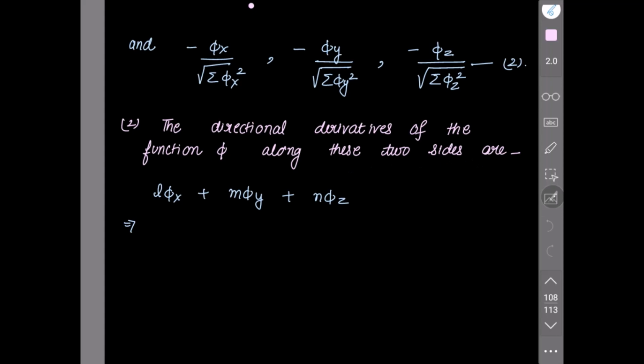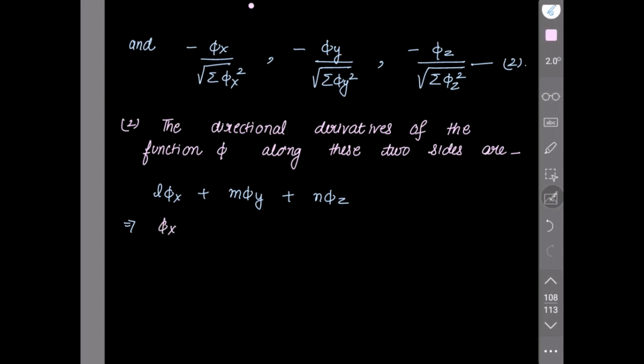Now I have to write the directional derivatives of the function along the two sides, meaning along the line. We studied in the previous video that the directional derivatives of the function phi along the coordinate axes are phi x, phi y, phi z. But if we study the directional derivatives of the function phi along the line, then that will be the sum L phi x plus M phi y plus N phi z. So this is your directional derivative along the line. Now calculating this, putting the value of L over here, I get.